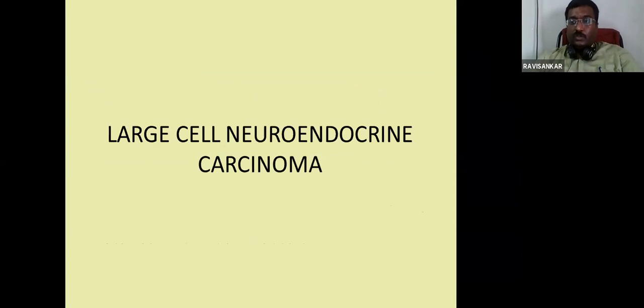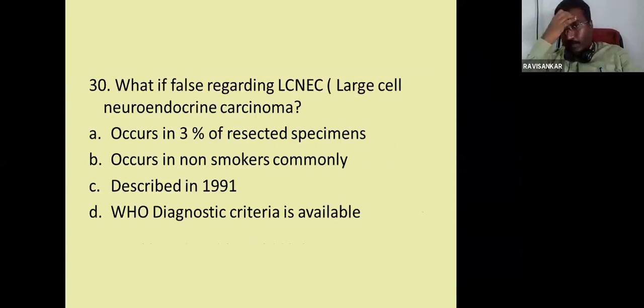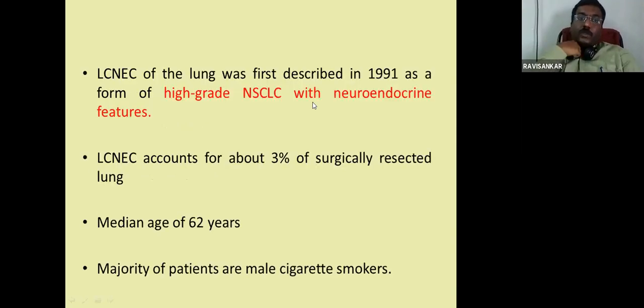So the final topic, the last 4 or 5 slides only. Large cell neuroendocrine carcinoma: which of the following is false regarding LCNEC? LCNEC is a recent terminology, described in 1991, for a high-grade tumor with neuroendocrine features. Remember, they should have microscopically identified histological features to confirm it as LCNEC.